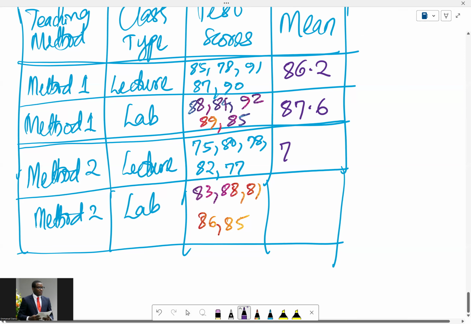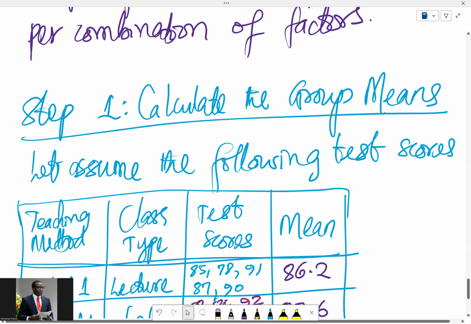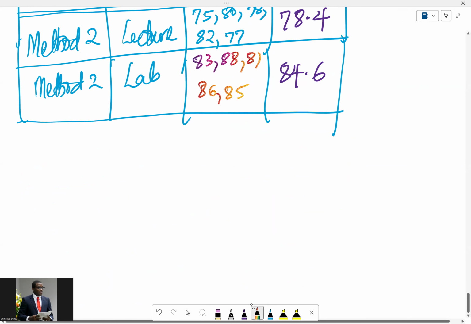And that is 78.4. Then lastly, we have 83 plus 88 plus 81 plus 86 plus 85 divided by 5. That is 84.6. So those are the group means. That's the first step we take here. The next thing we do after calculating the group means is to see the next step.